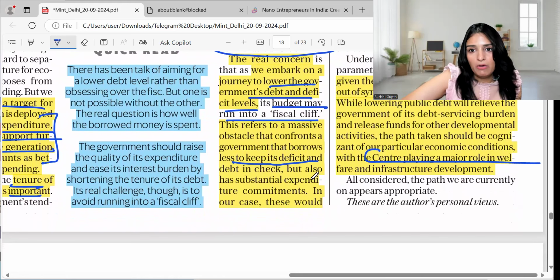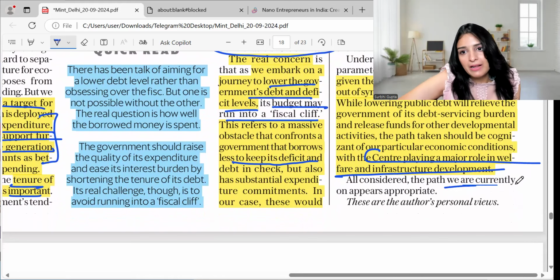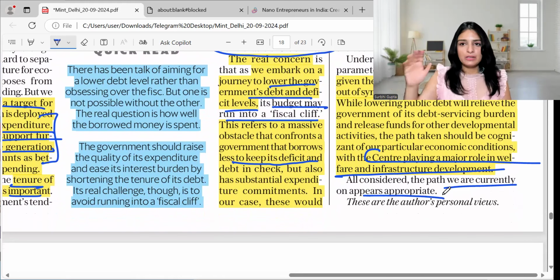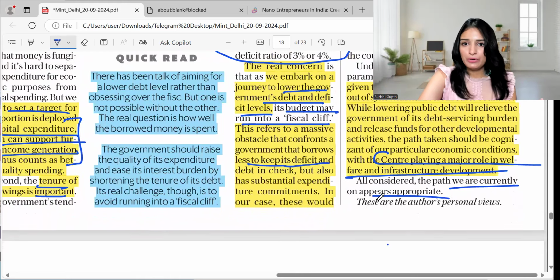That means the quality of expenditure that you are doing with the borrowed money. All considered, the path we are currently on appears appropriate. So the path we are on seems appropriate. That's what we wanted to discuss.